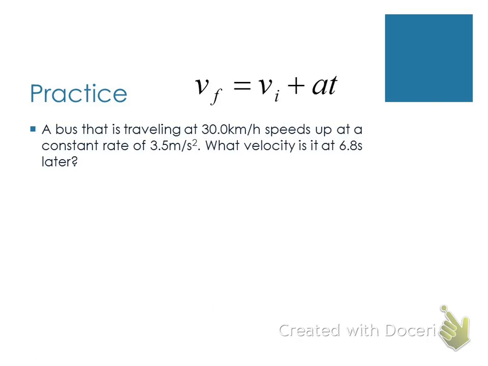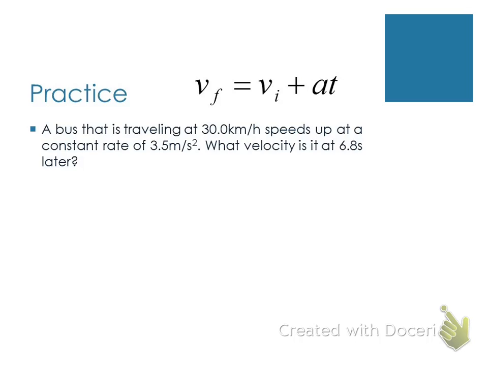A bus is traveling at 30 kilometers per hour, speeds up at a constant rate of 3.5 meters per second squared. What velocity is it at 6.8 seconds later? So we're going to go ahead and start solving some problems here. I'll give you a couple minutes to get it written down if you want. Otherwise, you can start making your list of variables you know.